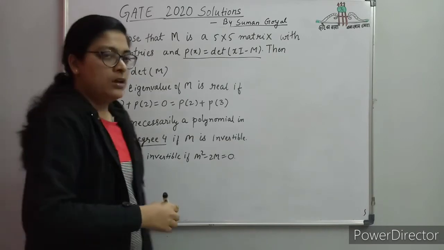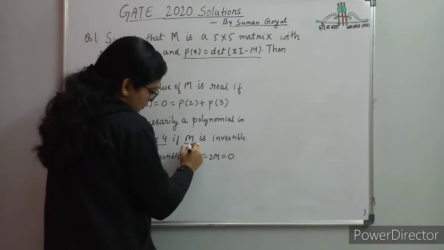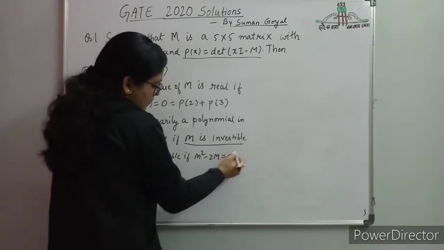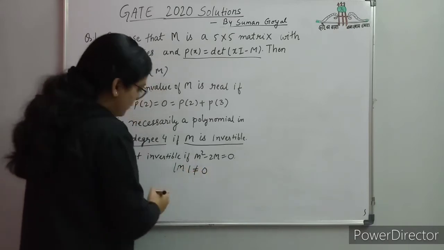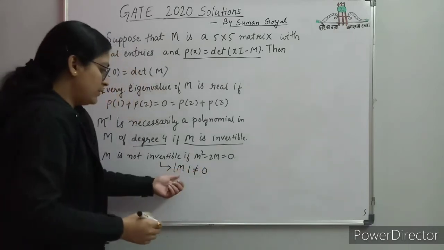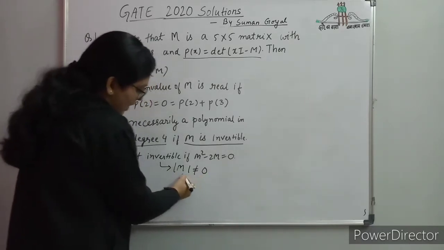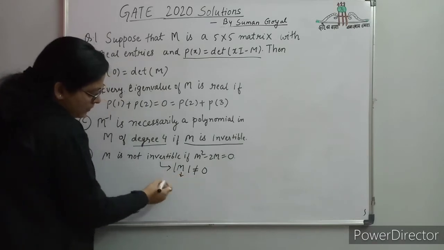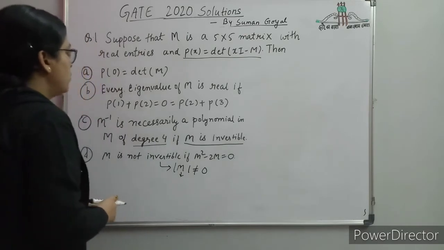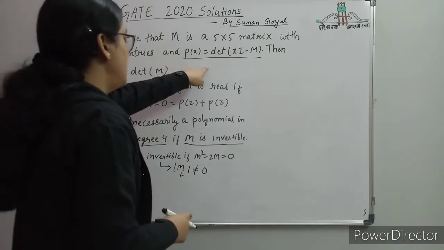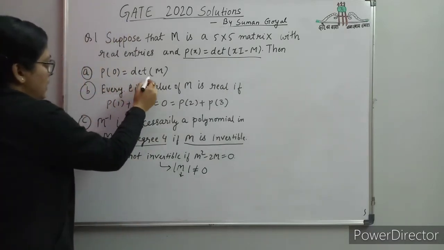These are the options. Now first thing, you tell me what is meant by M is invertible. M is invertible means M is non-singular, or determinant of M is not equal to 0. This is the meaning of invertible: the inverse of this matrix exists if determinant of M is not equal to 0, or you can say none of the eigenvalues of M is 0, so M should not have any eigenvalue equal to 0. Now what is given in the question: P(x) is equal to determinant of xI minus M.